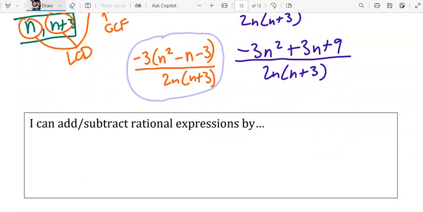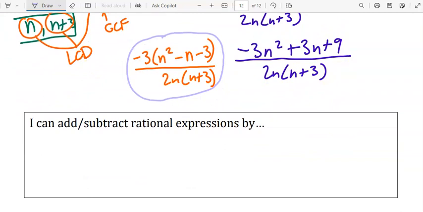At the bottom of the page, answer the question in the box. I could add, subtract rational expressions by. Describe the process from the examples above in the box in your own words.